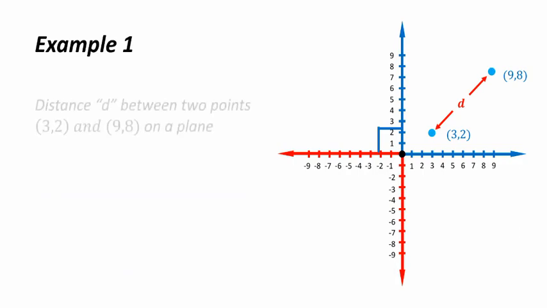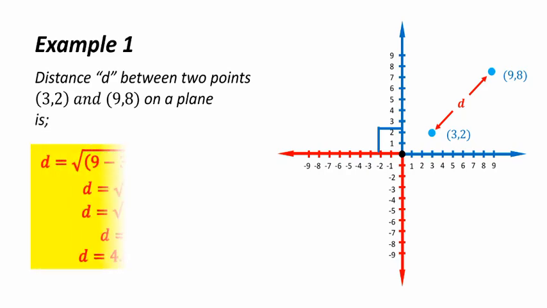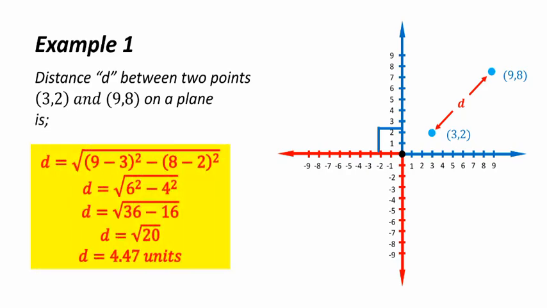Example 1. The distance d between two points (3, 2) and (9, 8) on a plane is d equals the square root of (9 minus 3) whole squared plus (8 minus 2) whole squared, which is equal to the square root of 6 squared plus 6 squared, that is equal to the square root of 36 plus 36, which is equal to the square root of 72, and that's why d is equal to 8.49 units. So the distance between the two given points is 8.49 units.